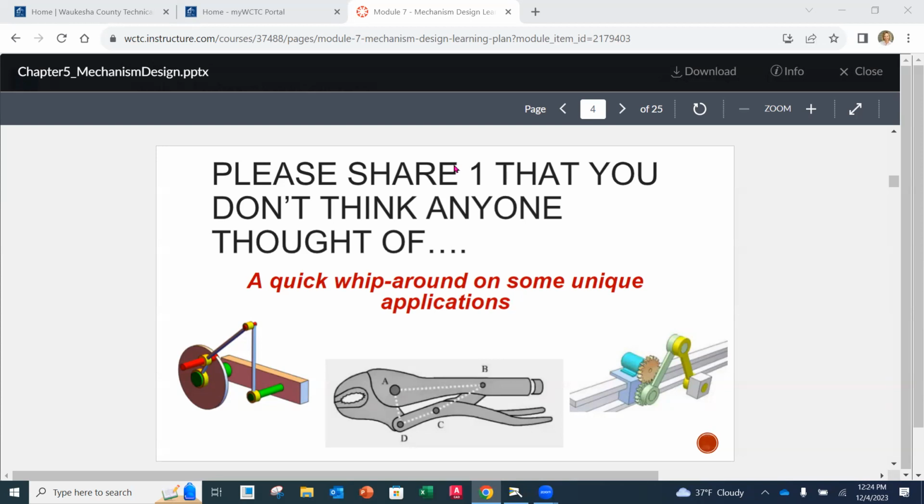Okay. All right. Mitchell, what's something unique you think you came up with or came across? Arm assemblies for payloader buckets. Okay. Good. Jacob. Well, I guess like a recip saw. Oh, a reciprocating saw. Yes, absolutely. And that would be like a crank slider then, right?